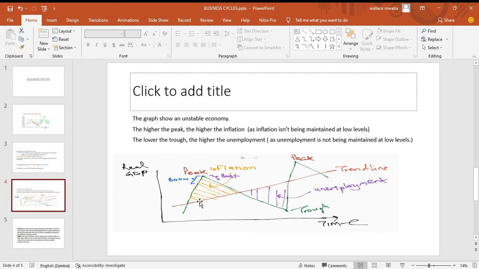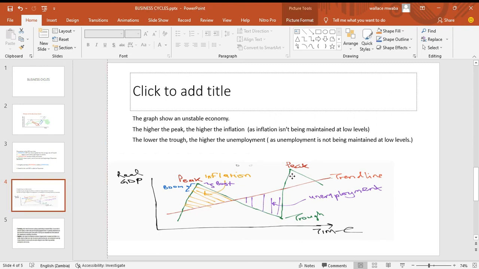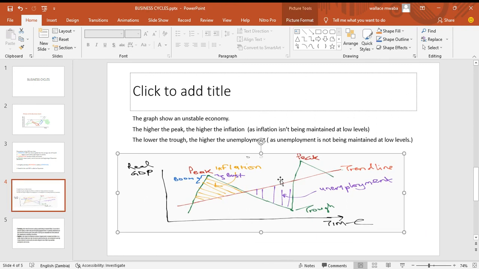Now, as we can see on this graph here, using the business cycle, we can see how inflation and unemployment are being handled by a country. As you can see, this business cycle here is an unstable economy. We've got a very high peak, which represents the government failing to keep inflation at low levels, and we've got a low trough. This shows that the government is failing to keep unemployment at low levels.